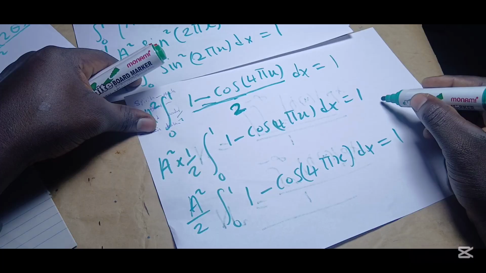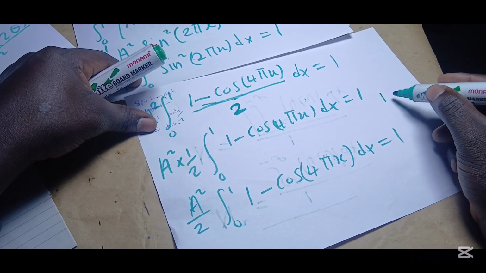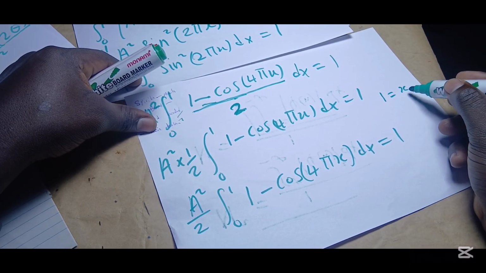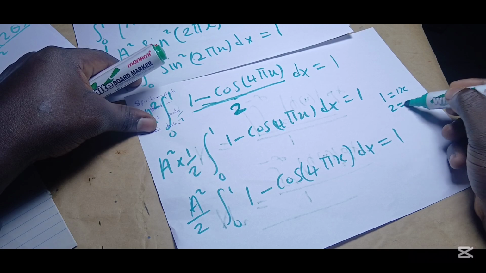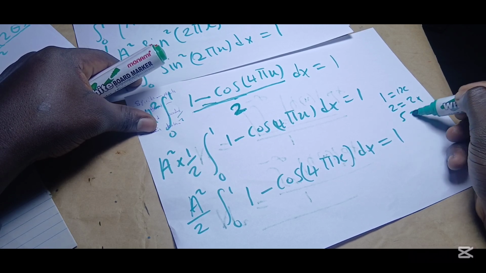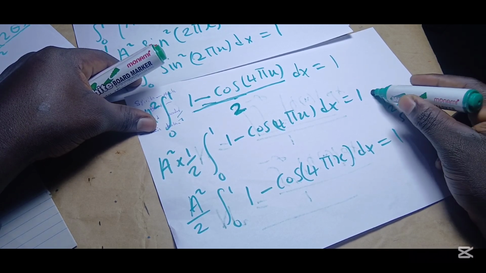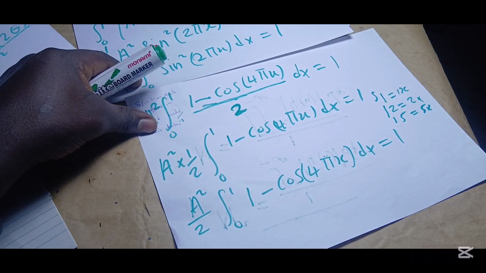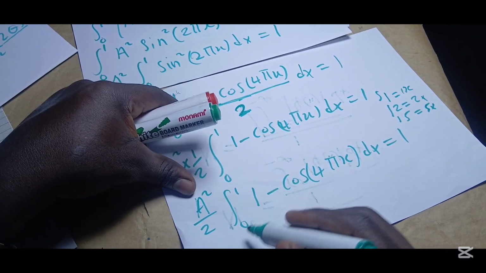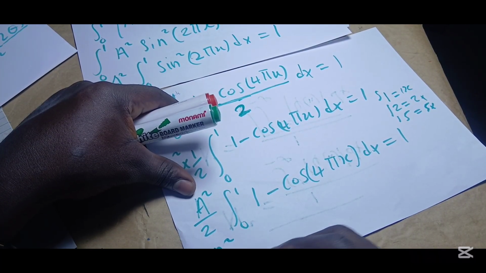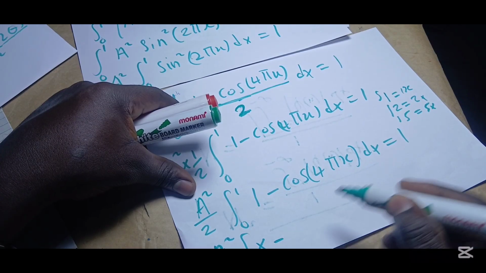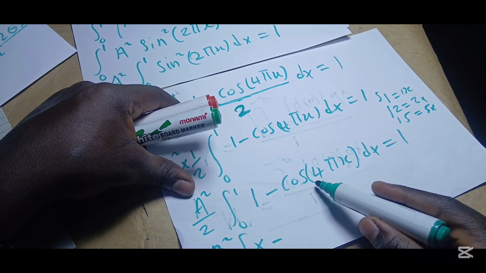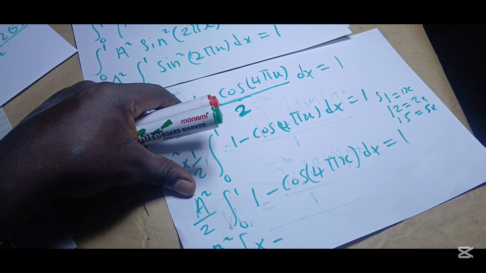If we integrate a constant, let's say integrating 1 is going to give you x, 2 is going to give you 2x, 5 is going to give you 5x. That is if you are integrating a constant. So integrating 1 gives us x minus. So integrating cos 4 pi x, what do we get?